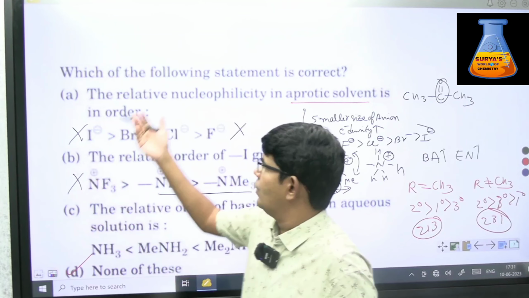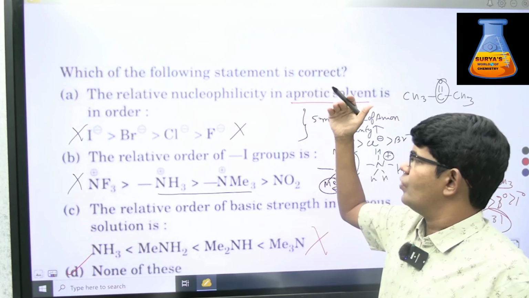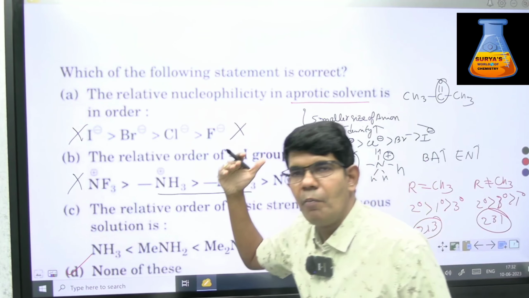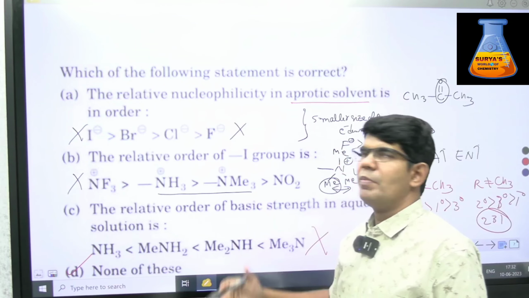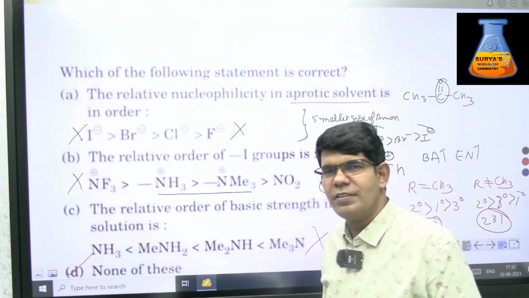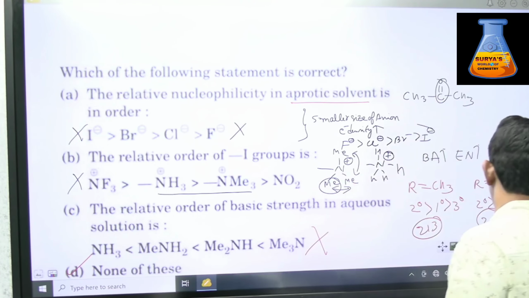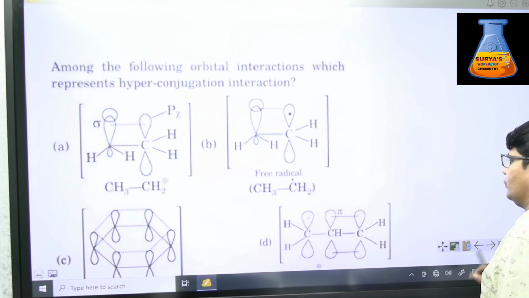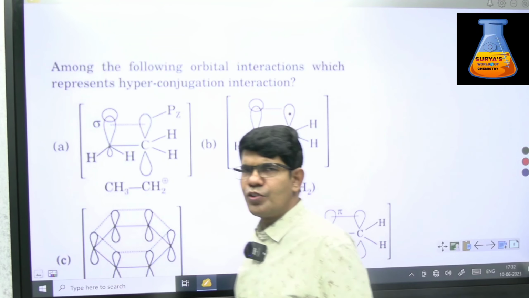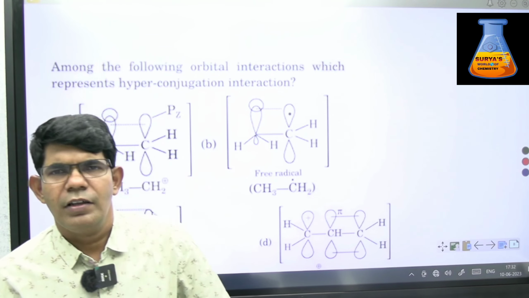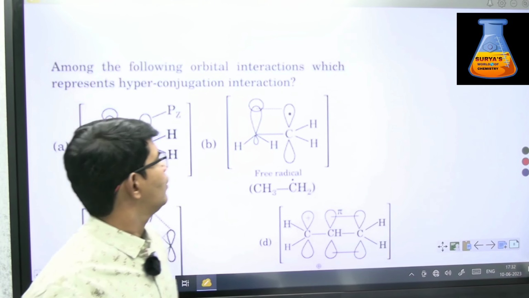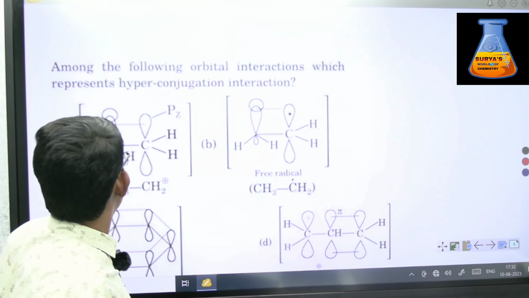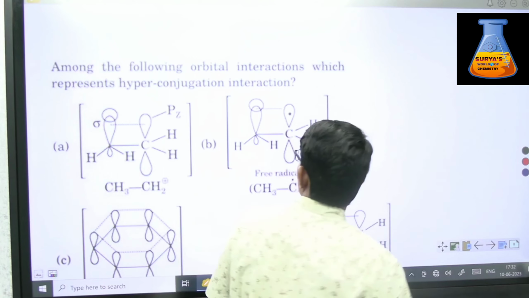In a single question, we had a concept based on nucleophilicity, another based on minus I power, and another based on the basic strength. Right? Let's move to the next one. This is the last question, a very, very important and a very simple concept. Among the following orbital interactions, which represents hyperconjugation interaction?